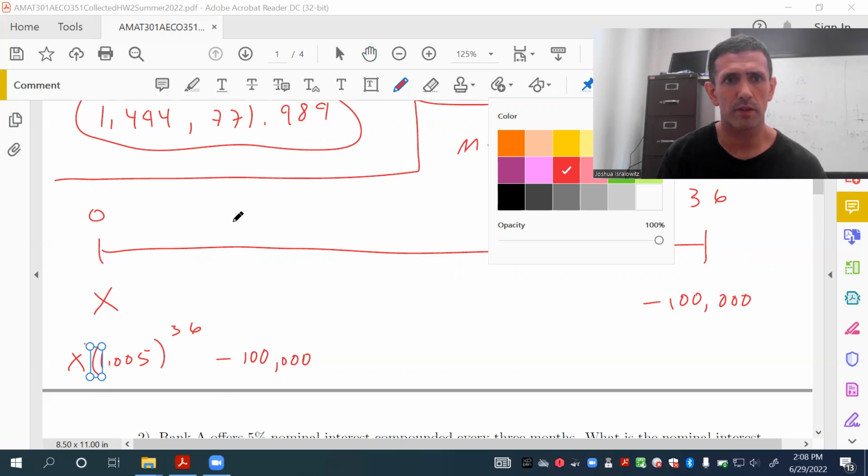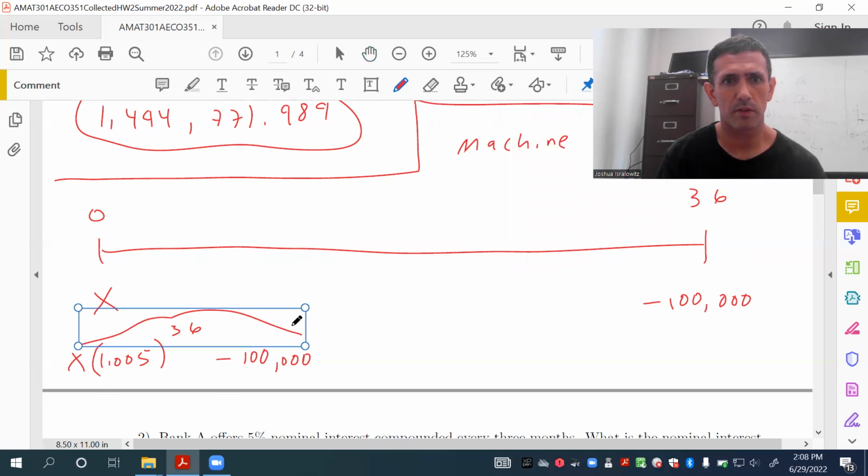Use red. Move this up a second. Sorry about that.